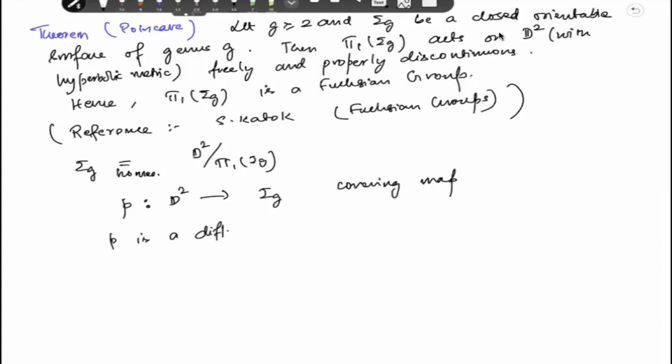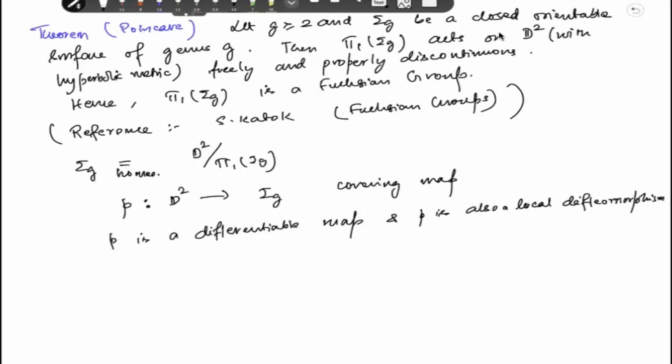In fact, this P is a differentiable map, and because P is a covering map, P is a local homeomorphism. In fact, P is also a local diffeomorphism. That means the restriction of P to a suitable open set will be a diffeomorphism onto its image.